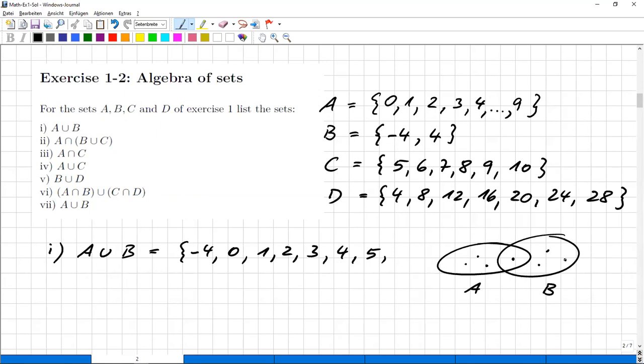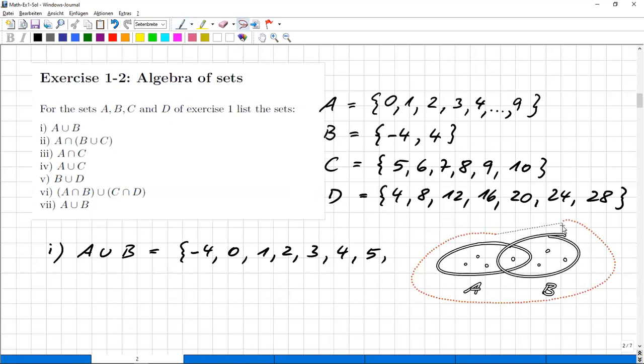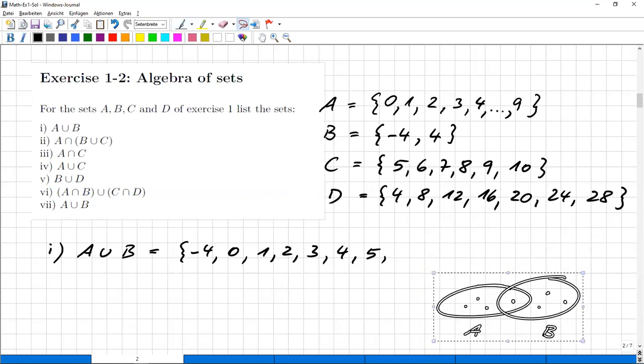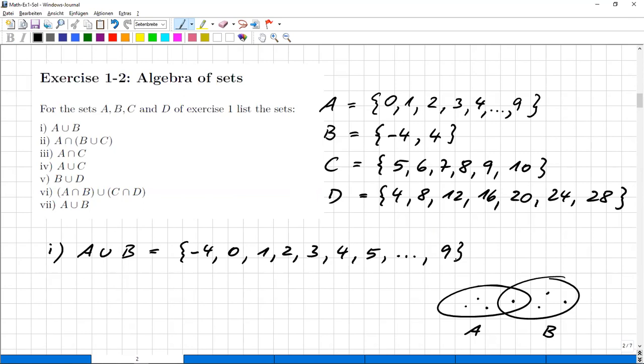Fine. And then it goes on, of course, with, yeah, that's probably, I will abbreviate again. So then everything until 9, the -4 was the first, and the 4 is contained in both, but it appears only once. No question.